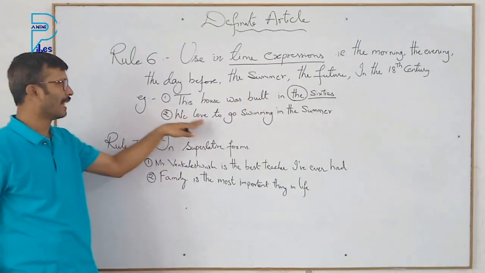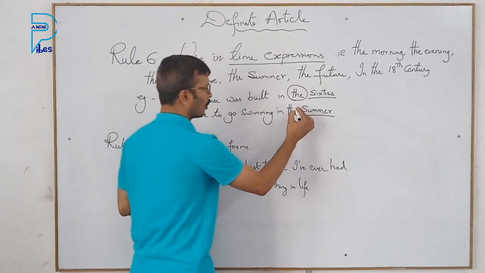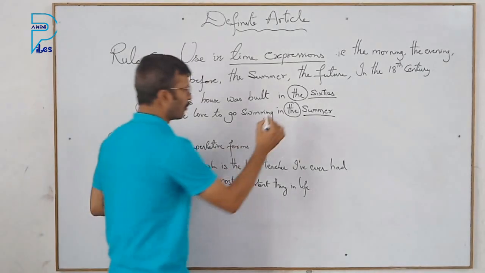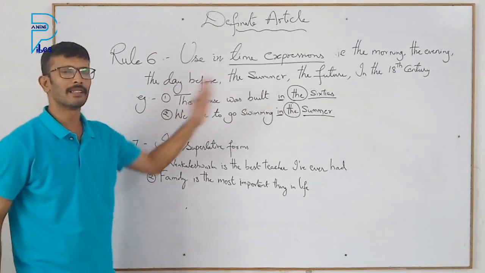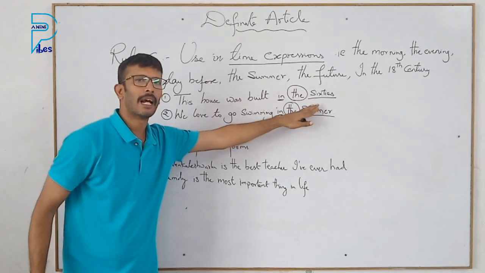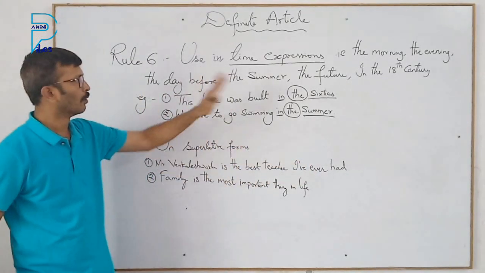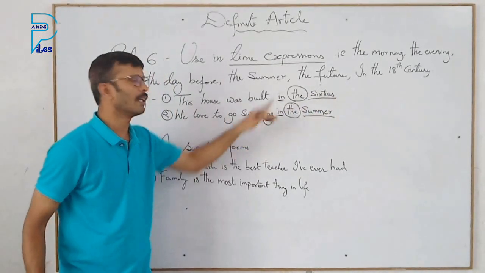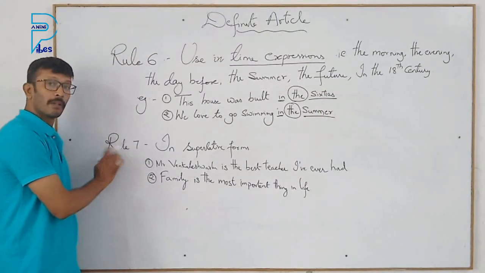So in the same way, we love to go swimming in the summer. So summer is again a time expression, so I have used the as a definite article in front of it. And there is one more logic: mostly the preposition in is being used in these sentences. Whenever we are using the preposition in, we add the as a definite article, but it does not happen always. So the main rule is, whenever we are using a time expression, we use the as a definite article. Now let me tell you rule number 7.